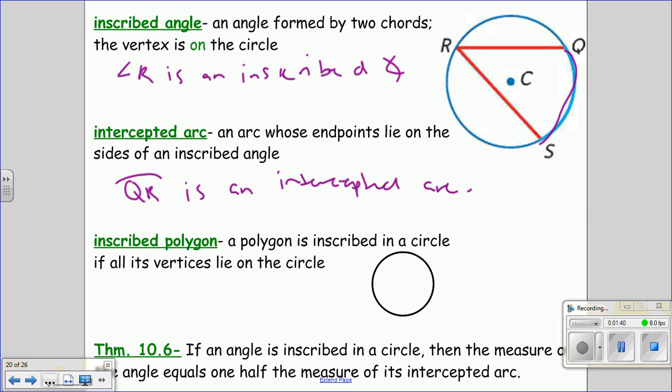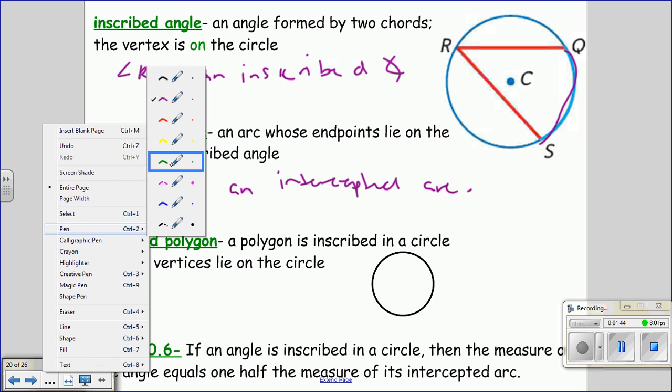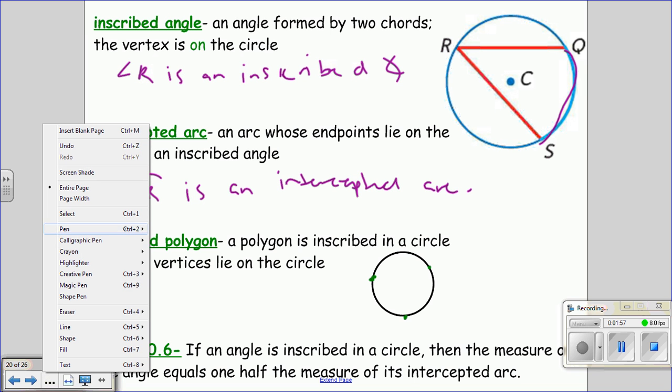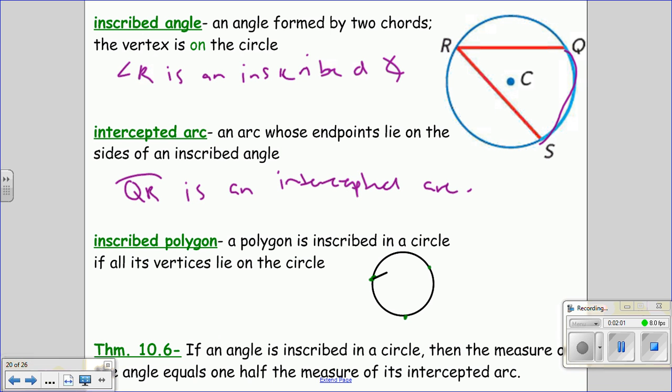But for example, let's say I have these 3 points on the circle and I connect those 3 points, it would obviously form a triangle. So this triangle is inscribed in this circle because all of its vertices, vertice is another word for corner, so all of its corners are on the circle.